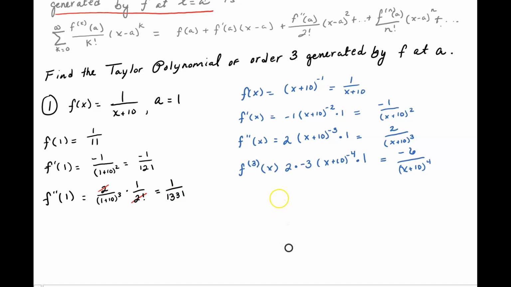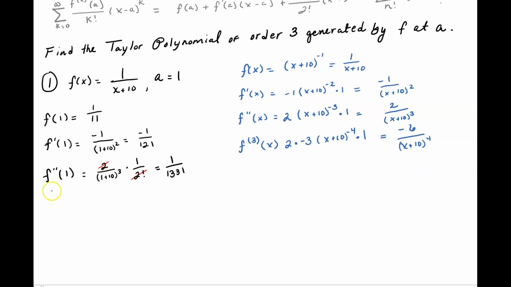All right, now we find the third order. Let's see what the third order derivative evaluates to, f triple prime. I need to follow my own advice here and write f triple prime like this. What does this one look like? This is negative 6 over 1 plus 10 to the fourth power, multiplied by 1 over 3 factorial. But 3 factorial is 3 times 2, which is 6, so that crosses out.